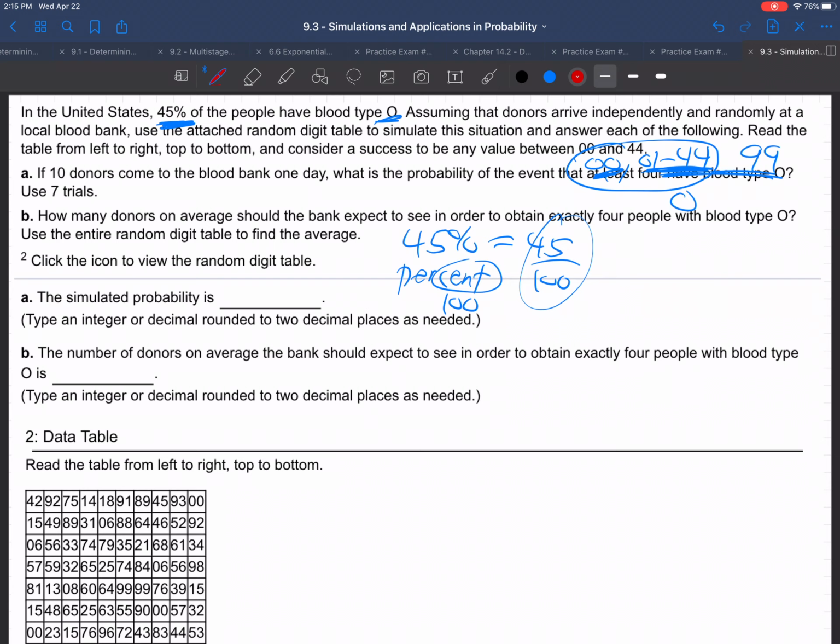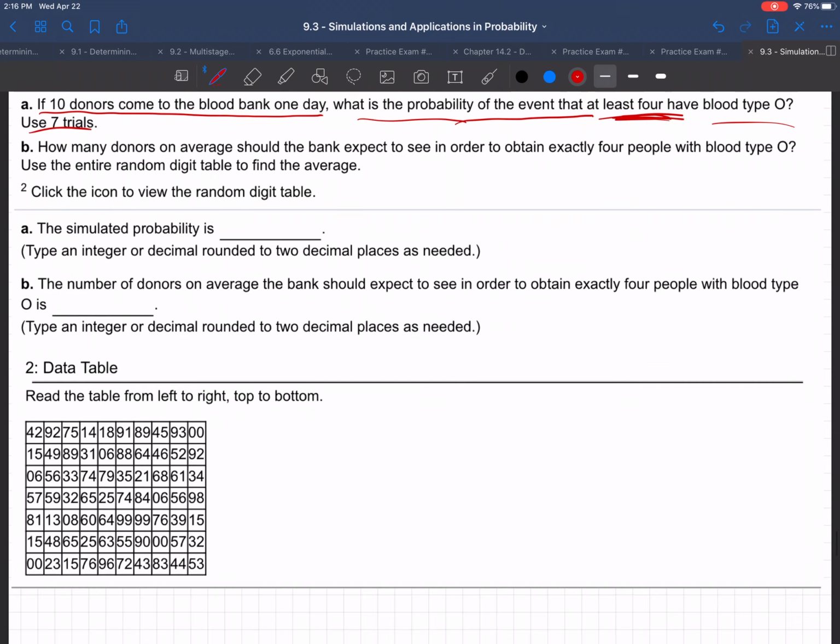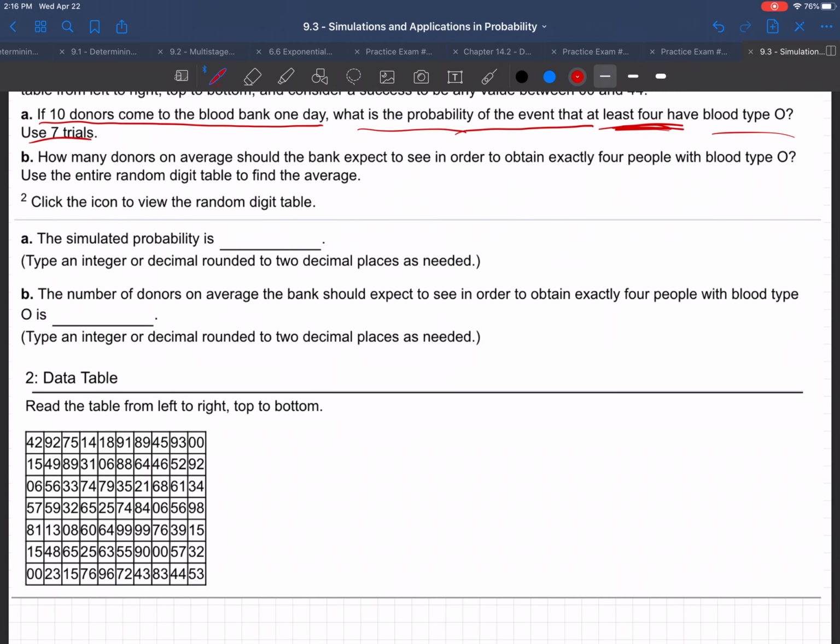Okay, so what do they want us to do? On part A, if 10 donors come into the blood bank one day, what is the probability of the event that at least 4 have type O blood? Use 7 trials. So I'm supposed to simulate using this data table down here. I'm going to walk through it, simulating 10 people coming in.